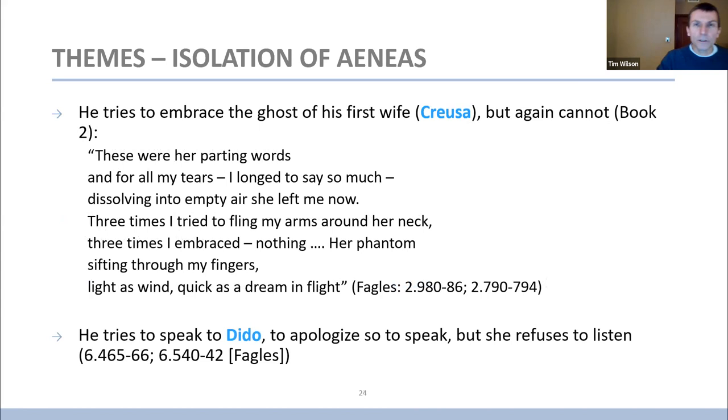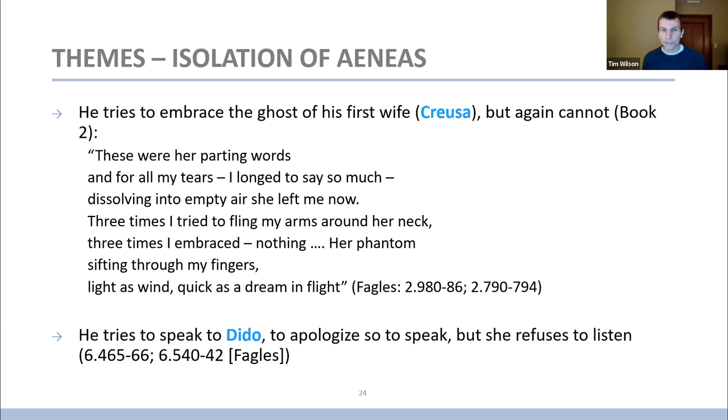And maybe most touching of all, his first wife, Creusa, dies in Troy as they're trying to escape. This is recounted in book two, as part of the story he tells to Dido. These were her parting words: and for all my tears, I long to say so much. Dissolving into empty air, she left me now. Three times I tried to fling my arms around her neck. Three times I embraced nothing, her phantom sifting through my fingers, light as wind, quick as a dream in flight.